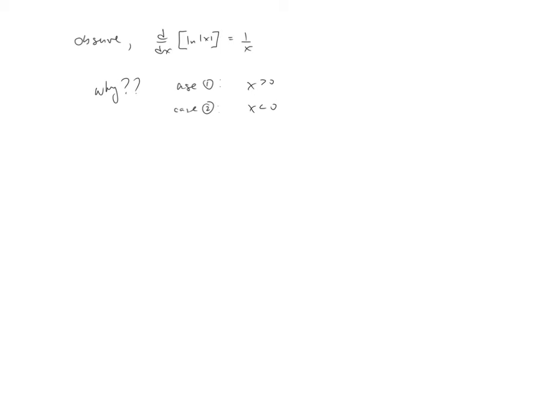The case where x is bigger than 0, that's trivial. That's been the case the whole time, right? Even if this x right here is positive, the absolute value bars don't mean anything. It's already positive. So this is the trivial case. But when it's less than 0, let's take a look at it.